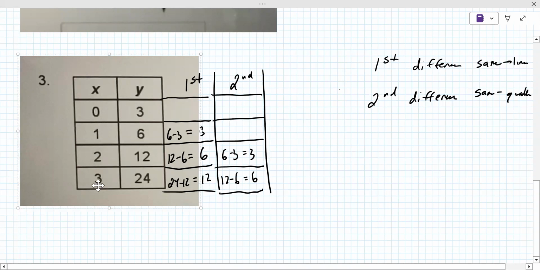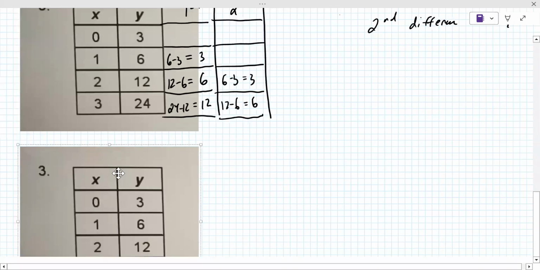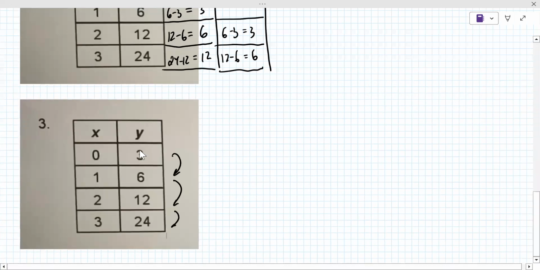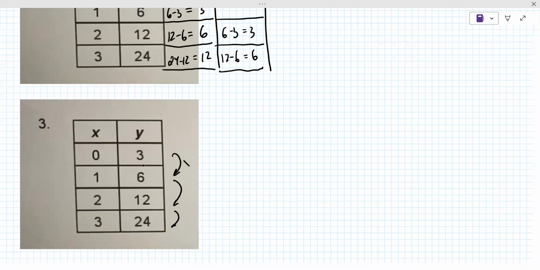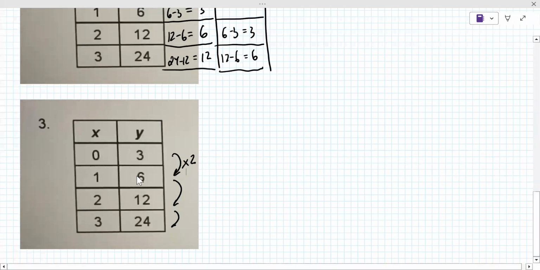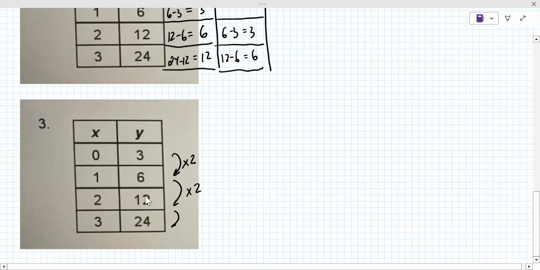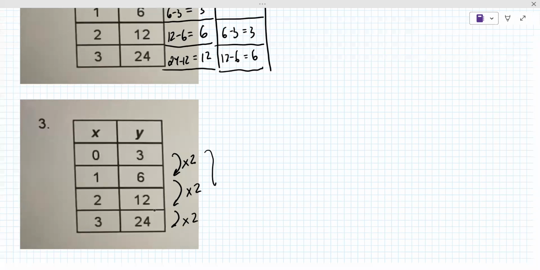The other thing you can do is look at how to get from the y values using multiplication or division. Basically, what would you multiply 3 by to get to 6? 2. And then it's like, well, does that work? Can you multiply 6 by 2 to get to 12? Yeah. And then from 12 to 24? Yeah. So when this is the same, this is exponential. But it could also be either multiplication or division.